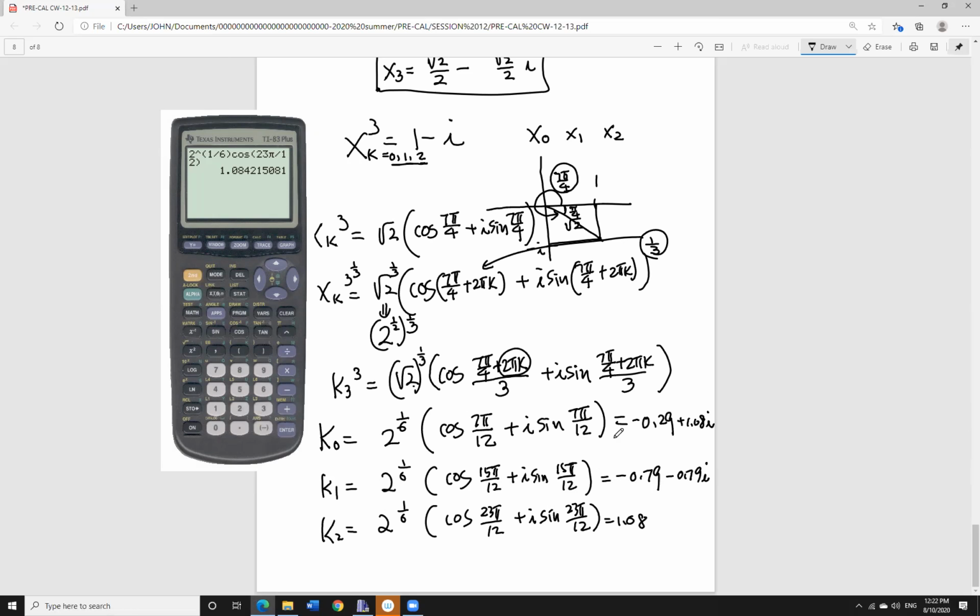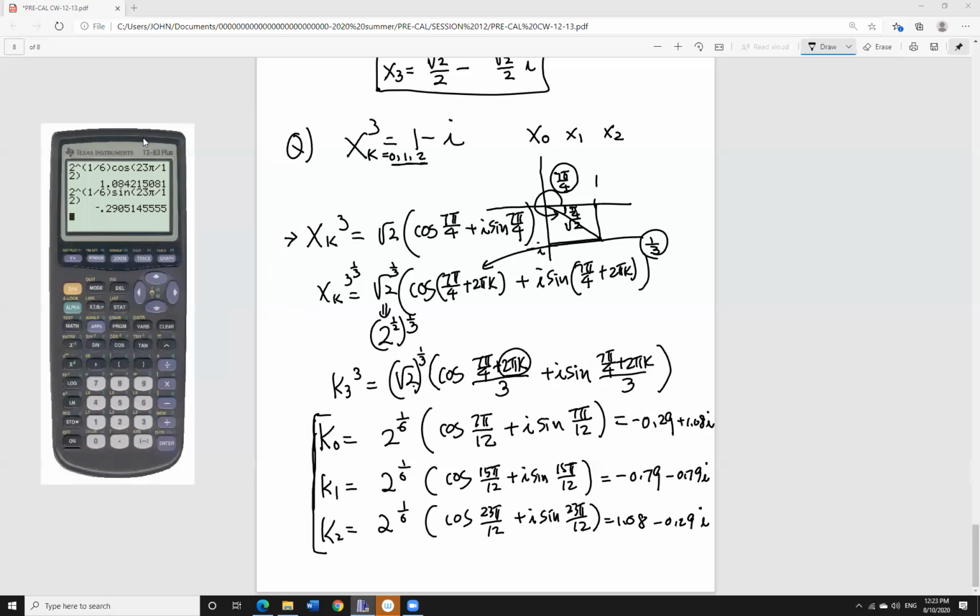Now take a look at the imaginary part. Still 2 to the 1 over 6 power, and the sine, where is the sine? This sine 23 pi over 12. Minus 2.9, minus 0.29i. Okay, we have this one. All right, that's the way we can find the answer.